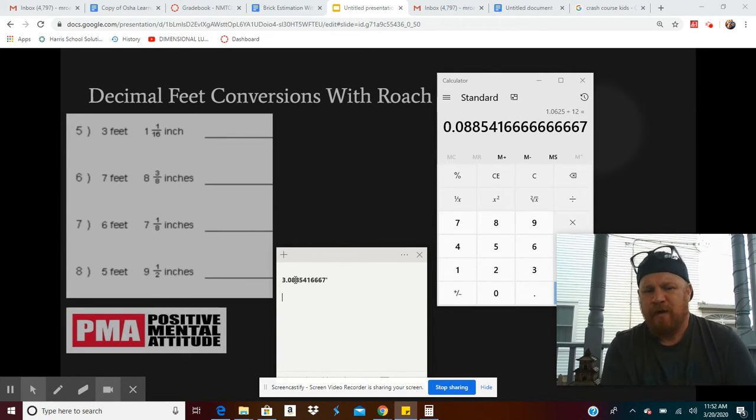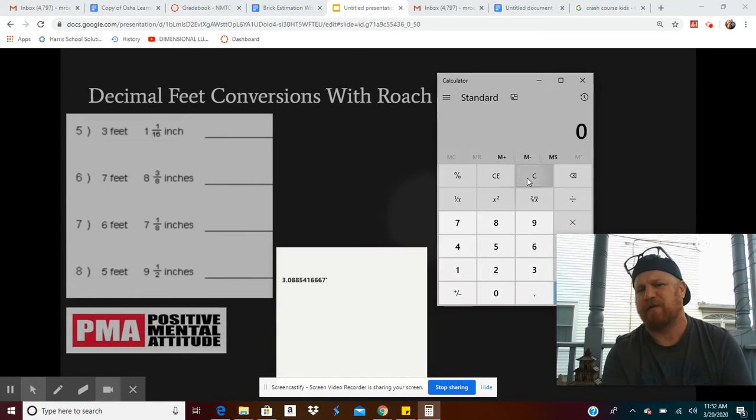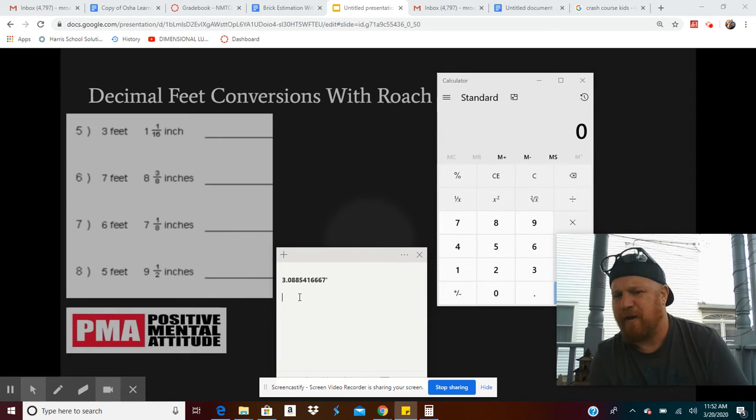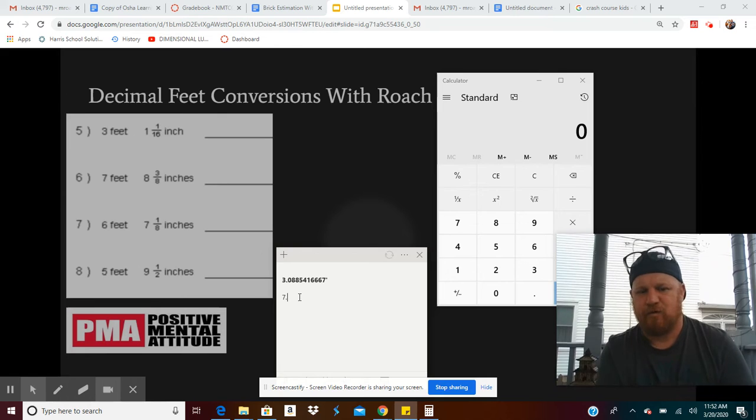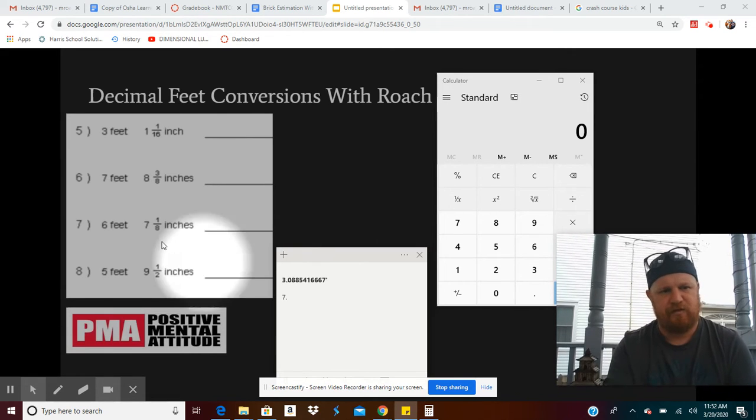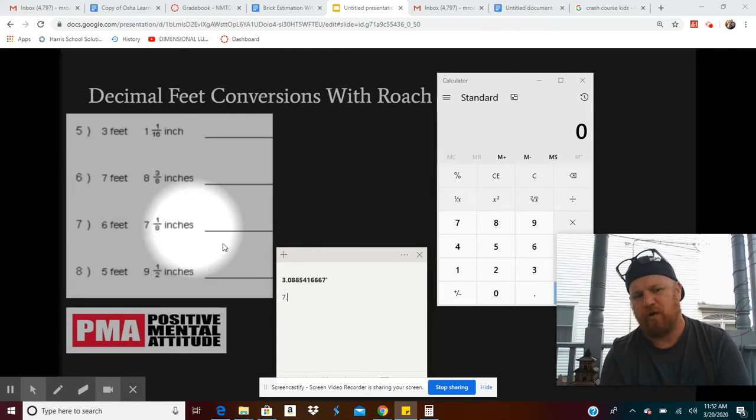All right, so I skipped that one. So this is the answer right here for problem number 5. So we'll do this one here real quickly again. I'll go through the process multiple times so you can see. Clear my calculator out here. Come back over here to my notepad. We're going to write 7 and our decimal. So that's 7 feet. We took that first whole feet number and we moved it over.